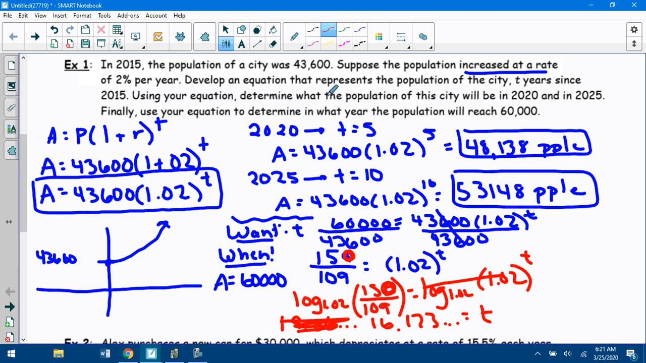It wants to know in what year. So if it's 16.123 years since 2015, in what year is that? It would be in early 2031 if you add 16 to 2015. All right, any questions? Really nothing new today. It's all review of these applications, just solving them with logs.